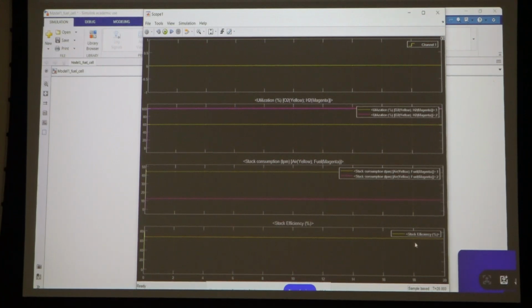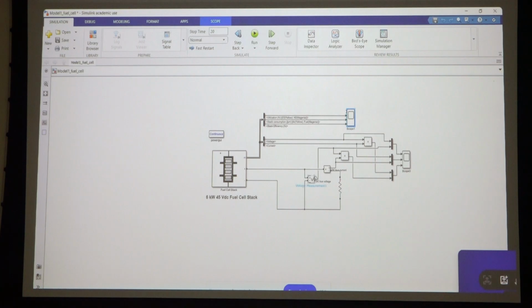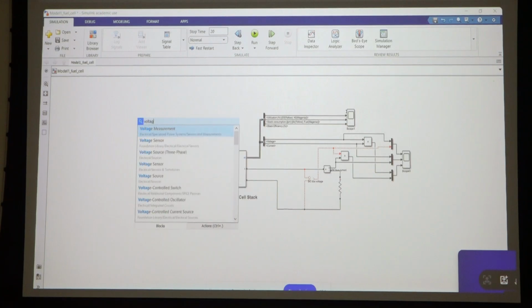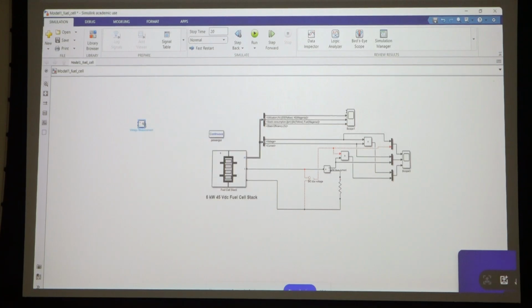And the stack efficiency, how much is it? Here we can see the stack is operated between 66% to 68% efficiency. Before, we took voltage here, for example, if we remove this, this is the double click voltage measurement block, the same thing we have just placed here.